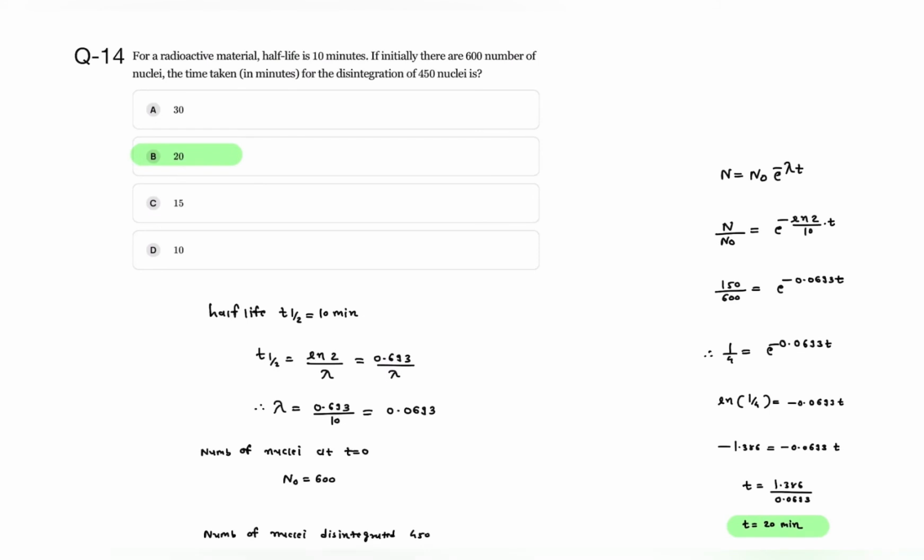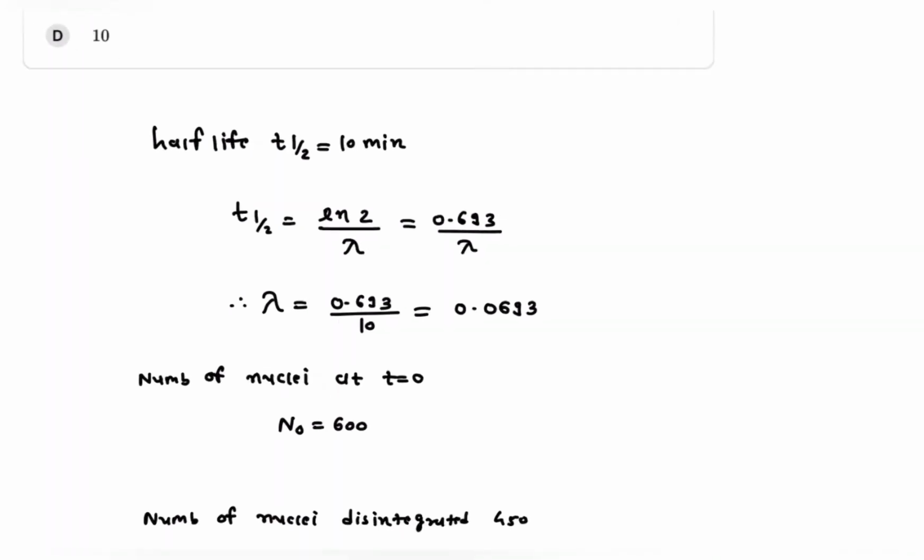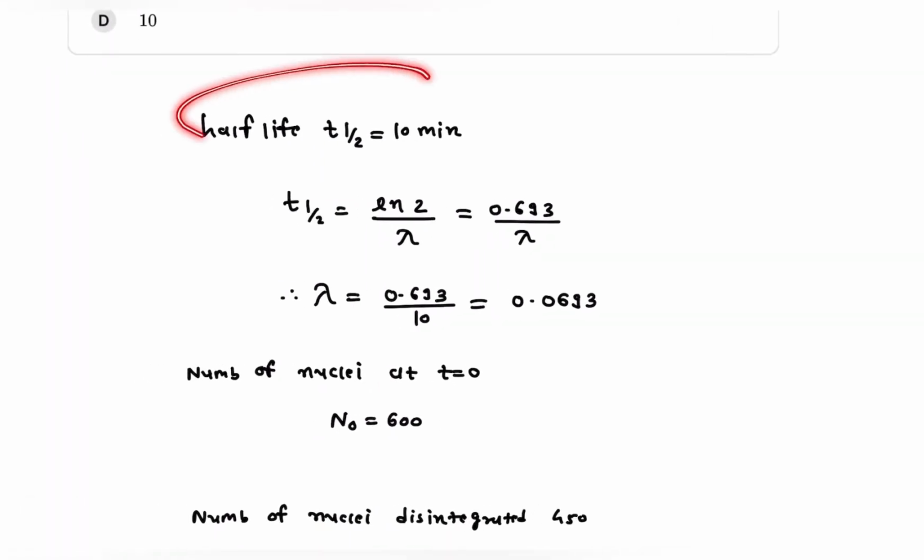Question number 14. For a radioactive material, the half-life is 10 minutes. If initially there are 600 nuclei, then the time taken in minutes for the disintegration of 450 nuclei is. Here in the data, the half-life is given, that is T1/2 is equal to 10 minutes.